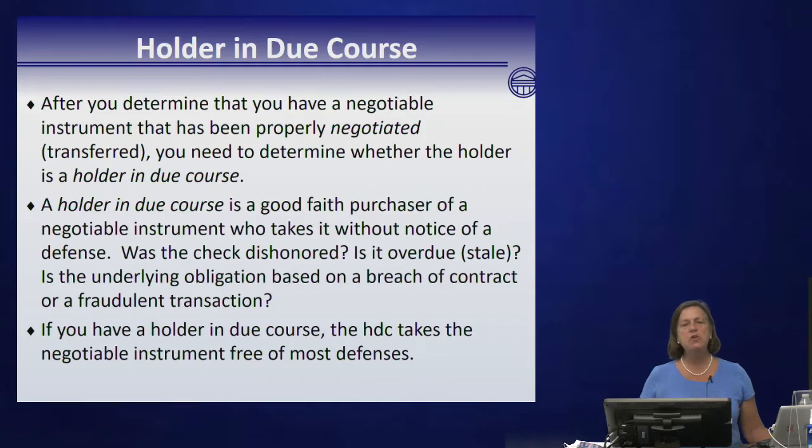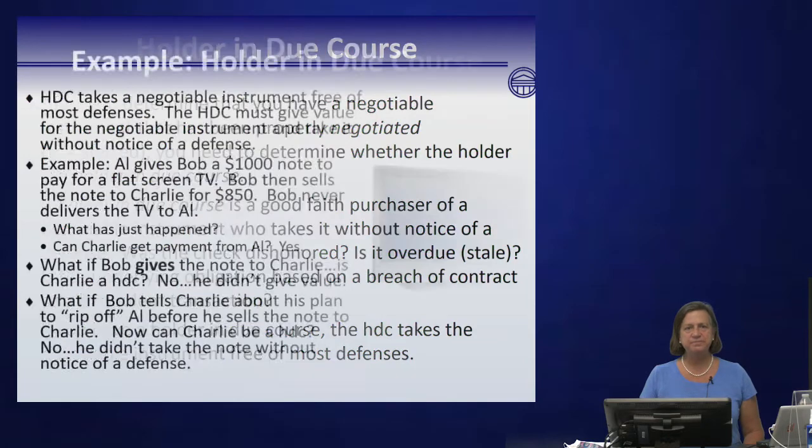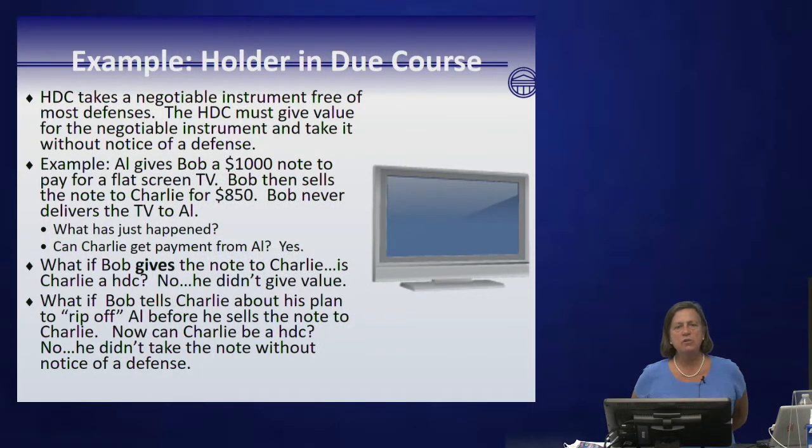If you have somebody who qualifies as a holder in due course, that holder in due course takes the negotiable instrument free from most defenses. So here's your example. A holder in due course takes a negotiable instrument free from most defenses, as I said earlier. The holder in due course must give value for the negotiable instrument and take it without notice of any defense.